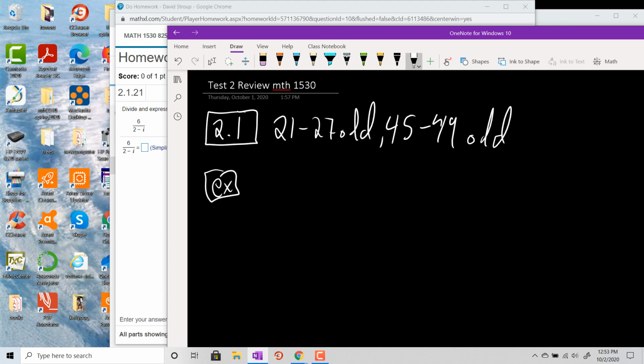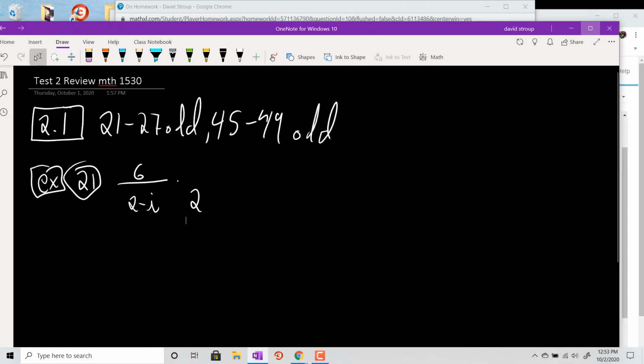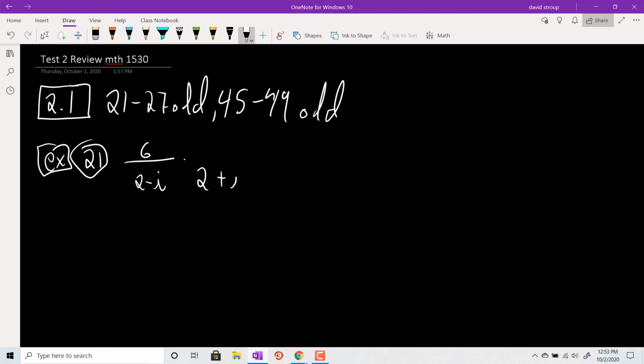This is 2.1 number 21, and it's division: 6 all over 2 minus i. To complete division, you just need to multiply top and bottom by the conjugate, right? So we put 2 plus i in the numerator and denominator. In the numerator, you have to distribute the 6, so you'll have 12 plus 6i. In the denominator, you're FOILing, so you get 4, the first, the outer, plus 2i, the inner, minus 2i, and then the last, minus i squared.